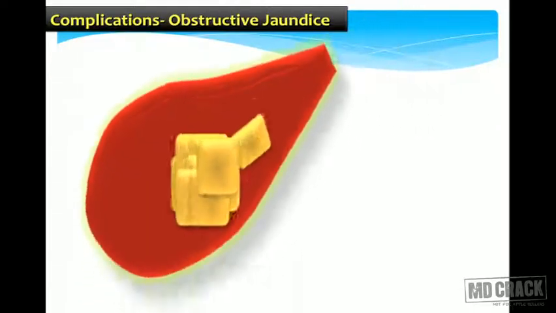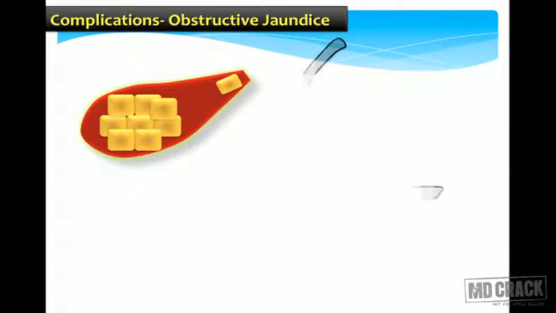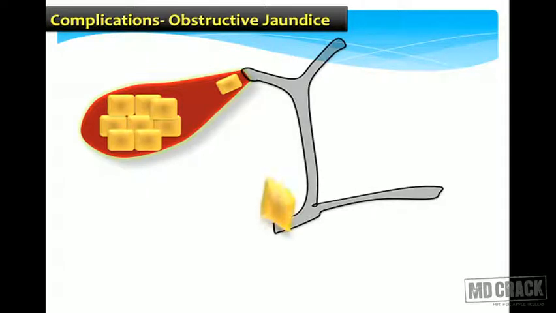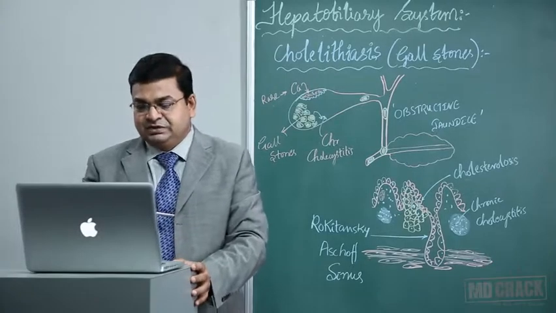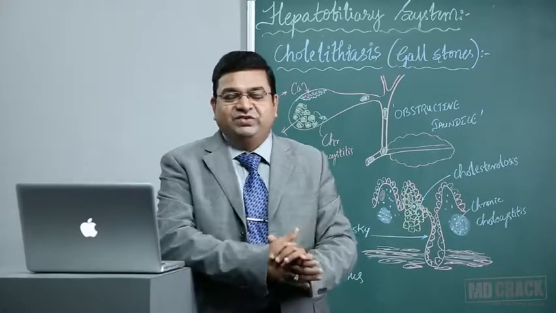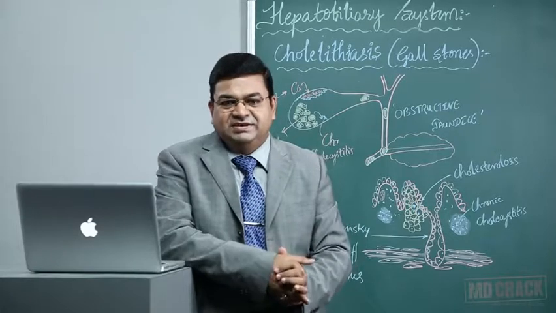Rarely carcinomas will develop. This is an animated diagram to show that the most important cause of obstructive jaundice is gallstones. They can obstruct the biliary tree, the common bile duct, or they can also cause obstruction to the pancreatic secretions, or they can even cause obstruction at the opening near the ampulla of Vater. So gallstones are known for these complications, obstructive jaundice. So that's the interesting story of gallstones, cholelithiasis. Thank you.